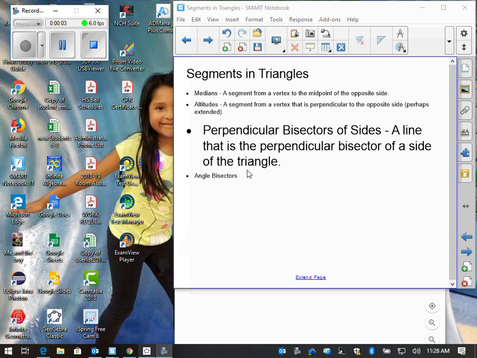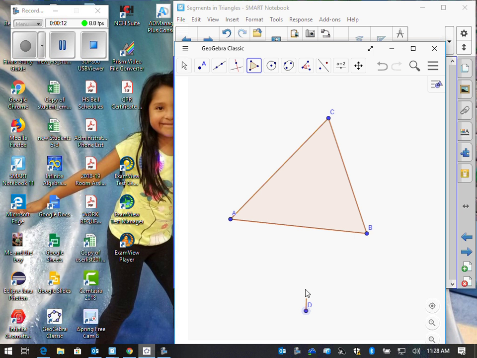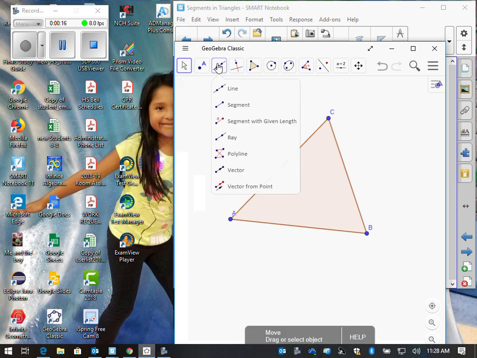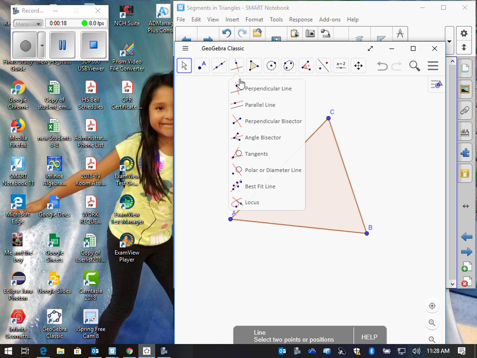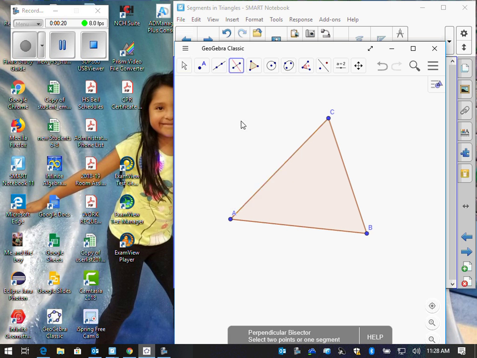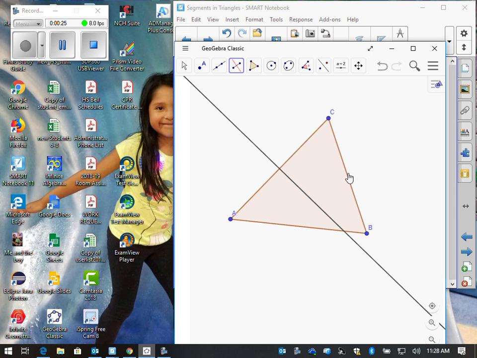Okay, to review, the third type of segment in the triangle, which is actually the first one we talked about in section 1, is the perpendicular bisector of the sides. If I have triangle ABC, I can construct the perpendicular bisector of the sides by using my tool that constructs the perpendicular bisectors. And I'll click on each segment one at a time, and I'll construct the perpendicular bisectors.